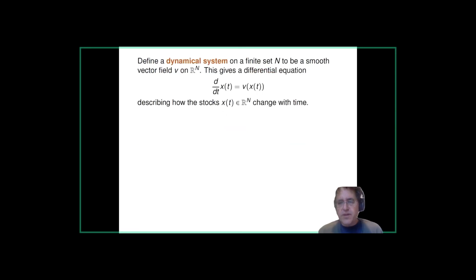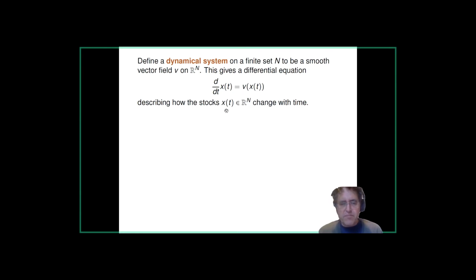And now we're going to talk about how we convert them into dynamical systems. So what's a dynamical system? Well, in this particular context, we will talk about a dynamical system on a finite set N, and it will just be a smooth vector field on R^N. If you have such a thing, you can write down a first order differential equation which describes how a point in R^N moves around with time, moving along the vector field.